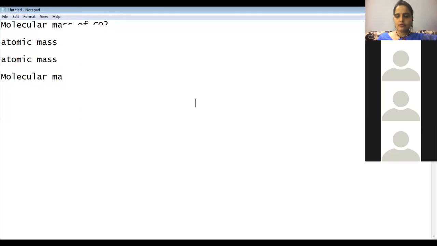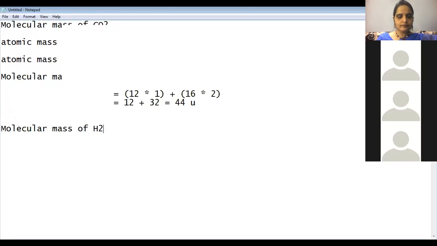So we need to find the molecular mass of water. Okay, so water has 2 atoms of hydrogen and 1 atom of oxygen. What is the atomic mass of hydrogen? Anyone? Yes, it's 1. Okay, so atomic mass of hydrogen multiplied by the number of hydrogen atoms.